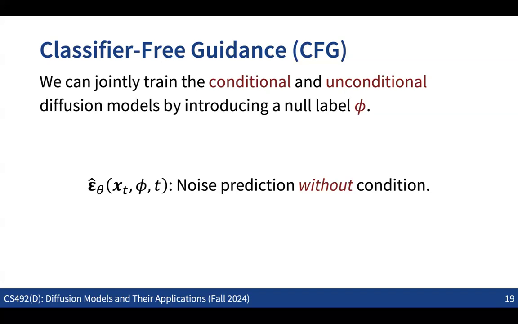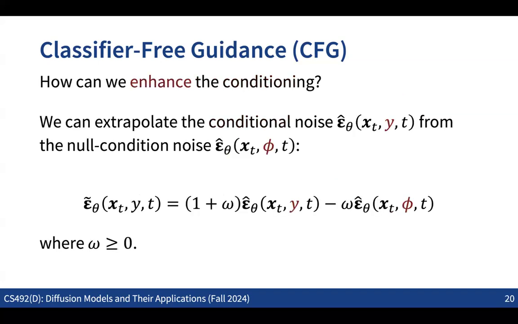One extension of this is that we can think about enhancing the condition that we have. Let's say we can control how much the output images look like a dog, for example. We want to make more doggy images. Basically, we can think about extrapolating the noise predicted with the condition and the noise predicted with the null condition. If we extrapolate between these two noises, we can enhance the condition that we put in.